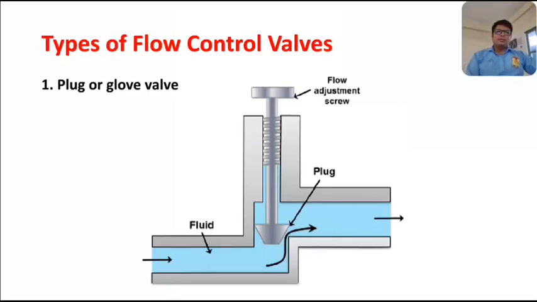You can see from the figure, this valve has a plug which can be adjusted in a vertical direction by setting the flow adjustment screw. The adjustment of the plug alters the size of the orifice between the plug and the valve seat. So therefore, the adjustment of the plug controls the fluid flow in the pipeline. The characteristic of this type of valve can be accurately predetermined by machining the taper of the plug.